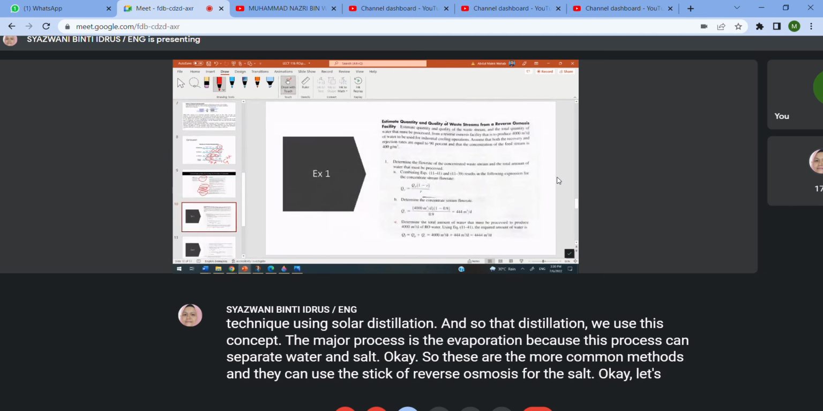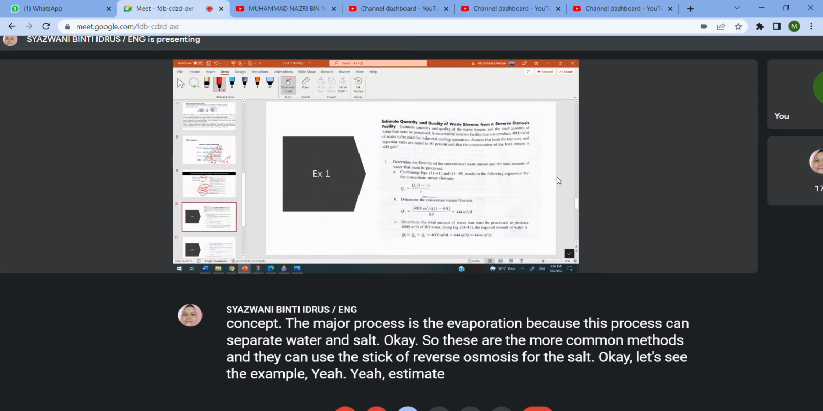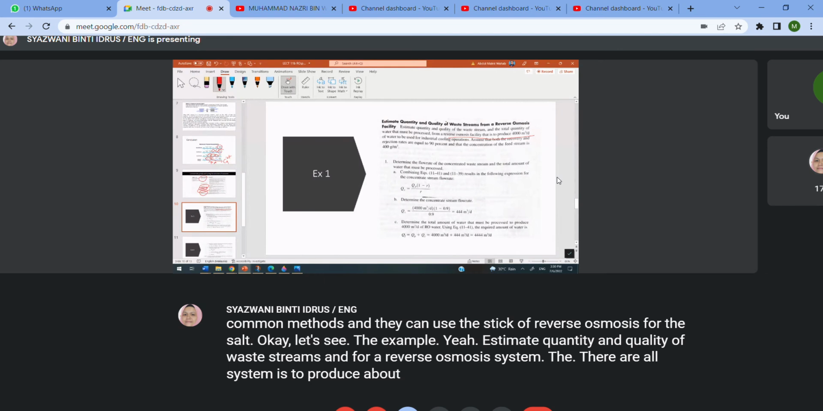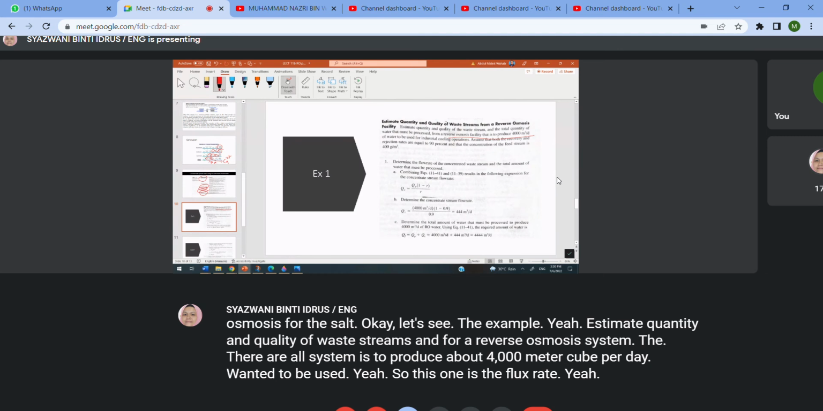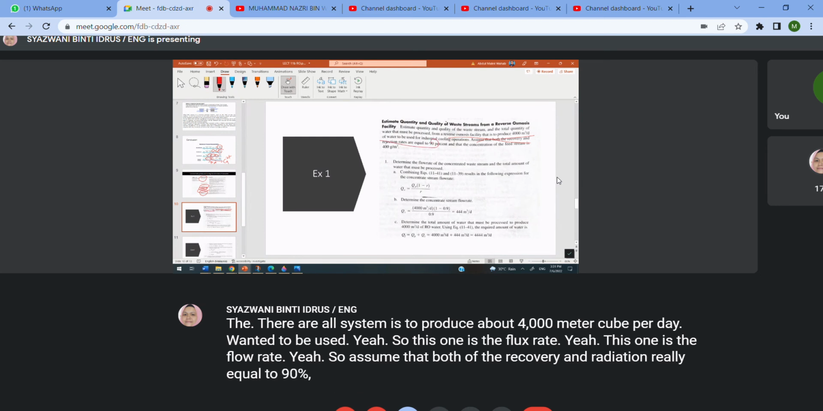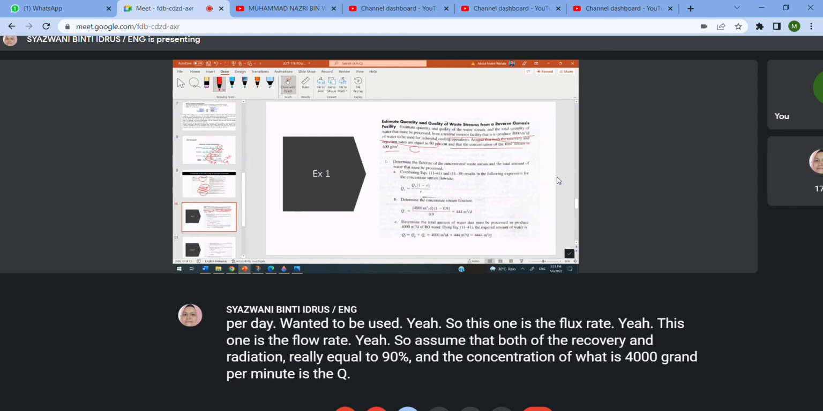Okay, let's see the example. Estimate the quantity and quality of waste streams for a reverse osmosis system. The RO system is to produce about 4,000 meter cube per day of water to be used. This one is the flow rate. Assume that both the recovery and rejection rate are equal to 90%, and the concentration of the feed water is 4,000 gram per meter cube. This one is Q, the concentration of the feed stream.